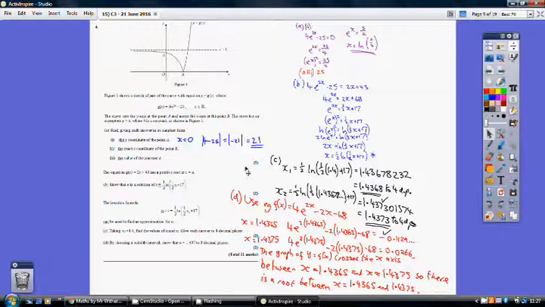Now for part C, we just start off to find x1 by substituting in x0, which is 1.4. So we substitute 1.4 into the iteration formula.